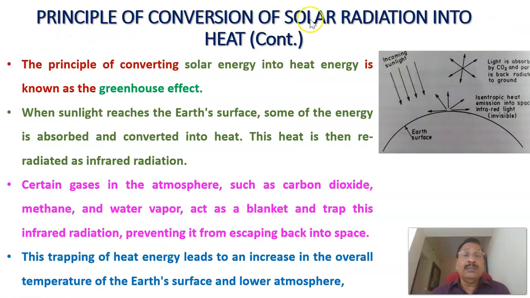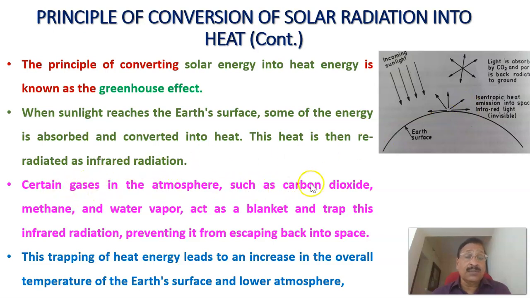Continuing the principle of converting solar radiation into heat, this is known as the greenhouse effect. When sunlight reaches the Earth's surface, some of the energy is absorbed and converted into heat. This heat is then re-radiated as infrared radiation.